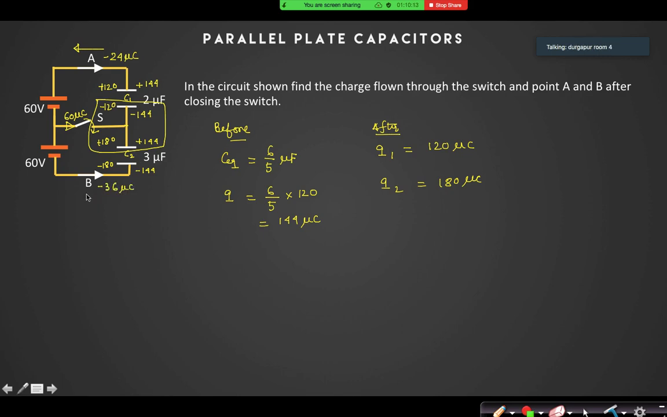You can see that again the total battery, if you check, it is a neutral element, because here 60 microcoulomb charge is coming from the battery, and the total charge going through the battery is 36 and 24, again total is 60.